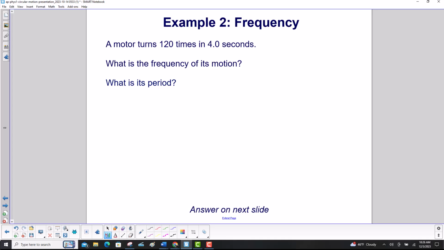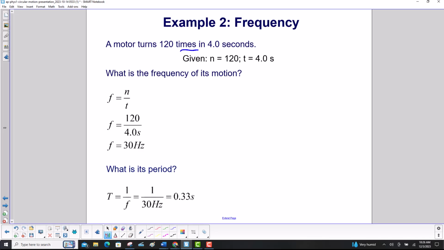A motor turns 120 times, and that's going to be n, in 4 seconds. What is the frequency of its motion, and what is its period? Our givens are right here. n is equal to 120. Frequency is n over t. So we put 120 over 4 seconds, and we get 30 hertz, or 30 per second.